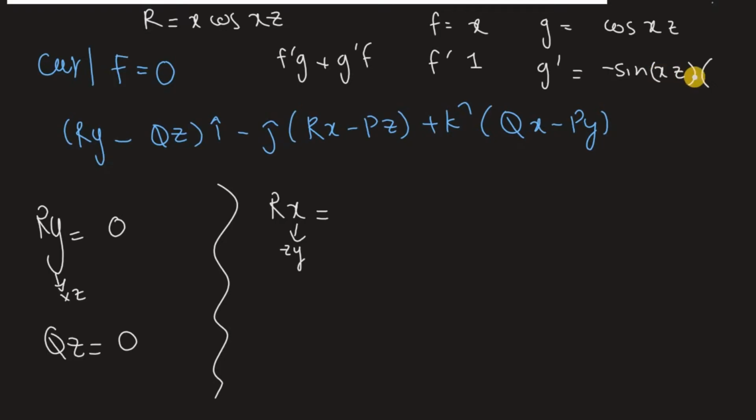So inside you have xz. Okay, and remember we are differentiating with respect to x. That means z is a constant. So z is a constant, it's gonna stay over there, and the derivative of x is 1. So you're not gonna write it.